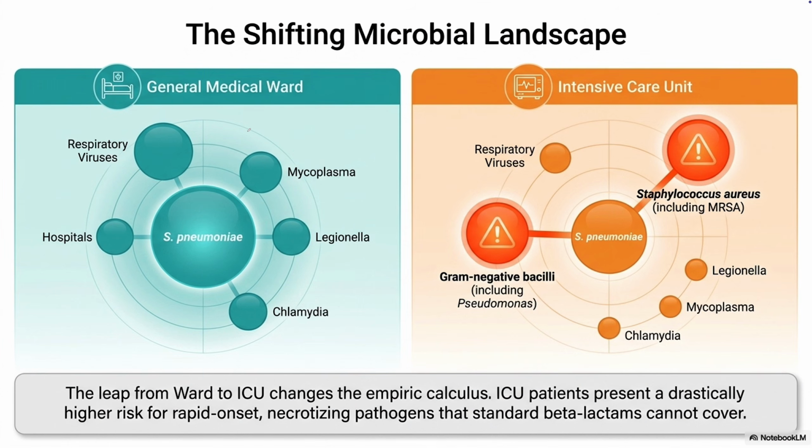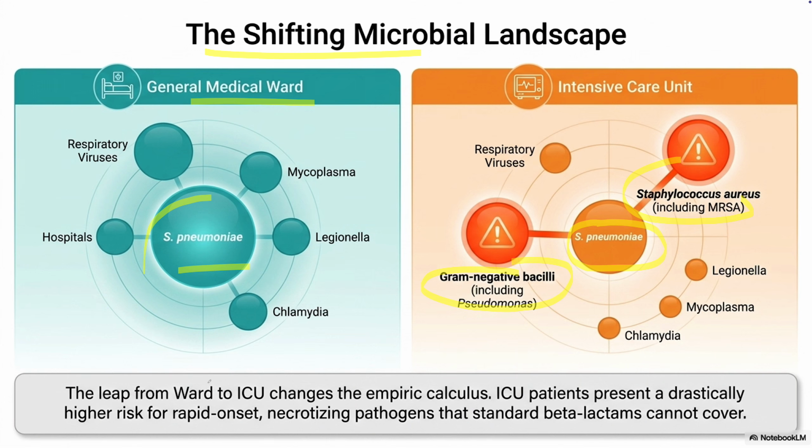The shifting microbial landscape. The expected pathogens change dramatically as disease severity increases. In the general medical ward, common pathogens include Streptococcus pneumoniae, respiratory viruses, Mycoplasma, Chlamydia, and Legionella. In contrast, patients requiring the intensive care unit have a substantially different microbial profile. While Streptococcus pneumoniae remains important, we become increasingly concerned about Staphylococcus aureus, including MRSA, and gram-negative bacilli, including Pseudomonas. This shift has major therapeutic implications.